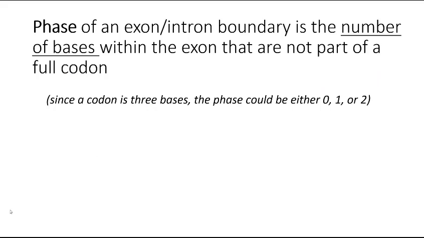So the phase of each exon-intron boundary is the number of bases that are in the exon that are not part of a full codon. We're going to keep track of these extra bases and make sure that when two exons are spliced together, any extra bases are brought together to make a full codon of 3 bases. So an entire codon would be 3 bases, and the number of extra bases could be phase 0, phase 1, or phase 2.